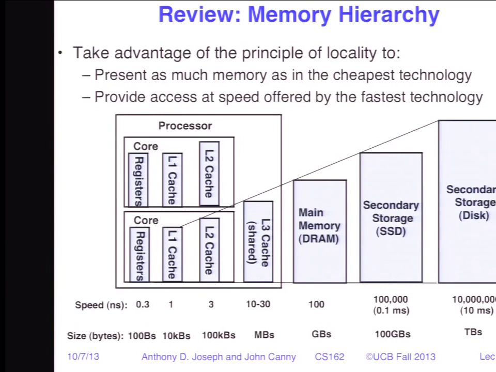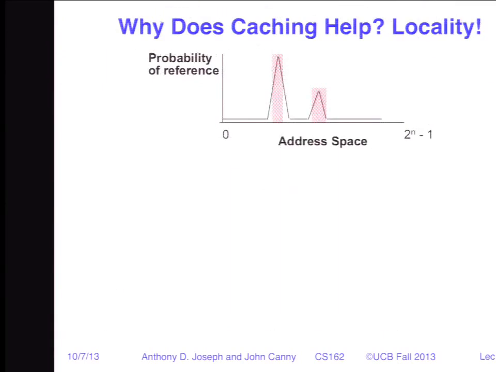Okay, now, can we actually do this? Does caching actually work? The answer is yes, and the reason why is one word: locality. So if we look at our address space, let's say this is our virtual address space, and we look at the probability of a reference, so sort of what fraction of our references are going where? We notice a peak. In fact, we notice a couple of peaks.